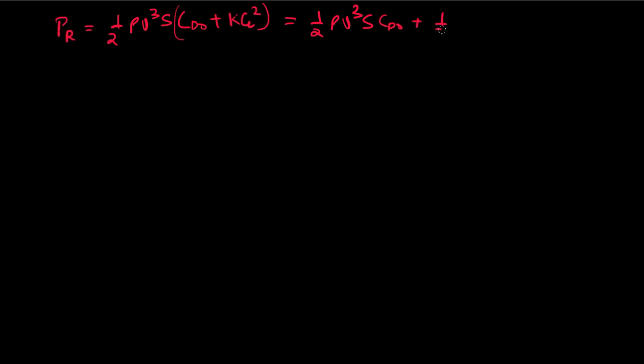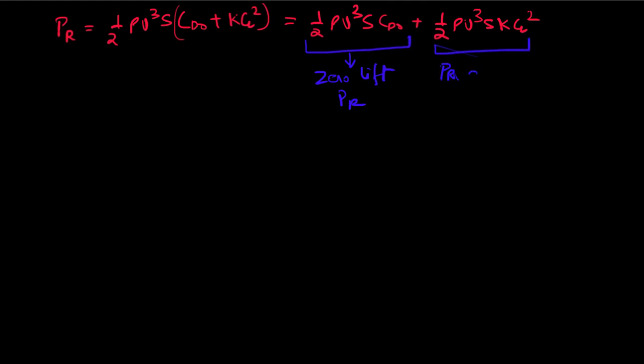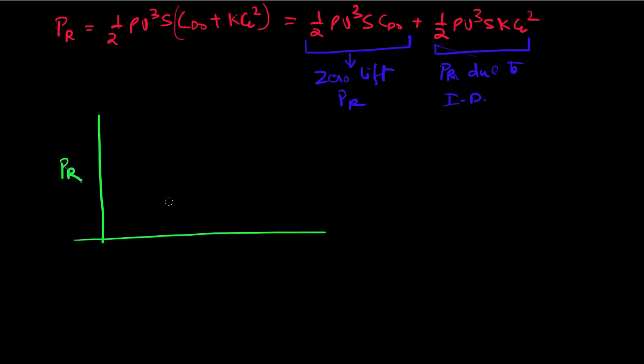Now let us try to draw the curve for power required. Power required is equal to half rho V cube S (CD naught plus K CL square), or this is equal to half rho V cube S CD naught plus half rho V cube S into KCL square. Now this can be regarded as zero lift power required, and this can be regarded as power required due to induced drag. Now if I draw a curve of power required, it will be something like this. So this is the power required versus velocity curve. Now this will be something like this, quite similar to the curve for thrust required.